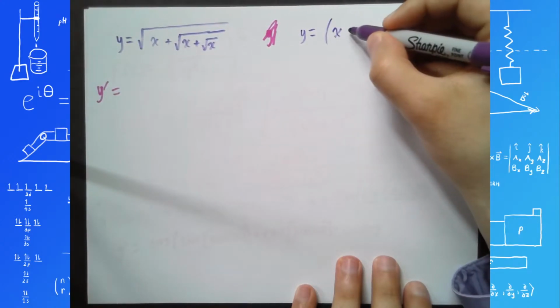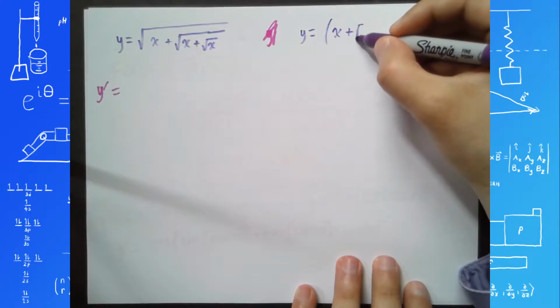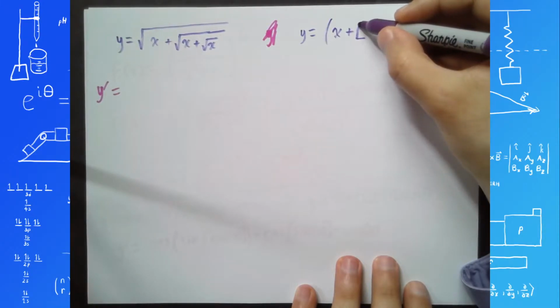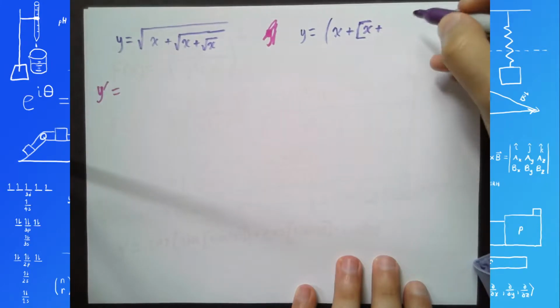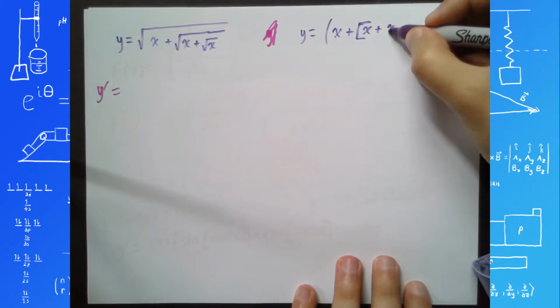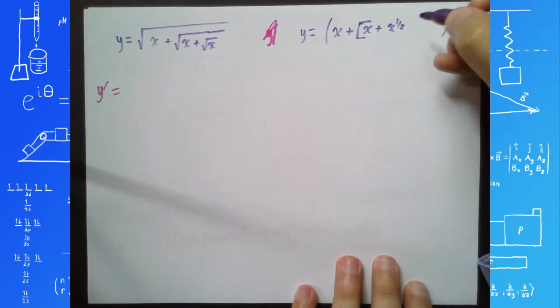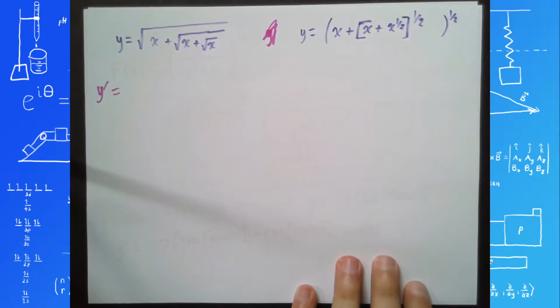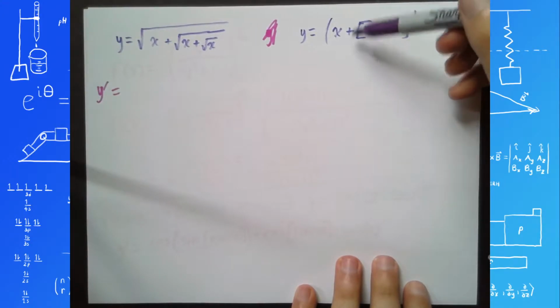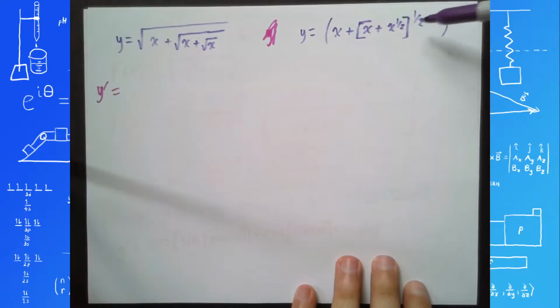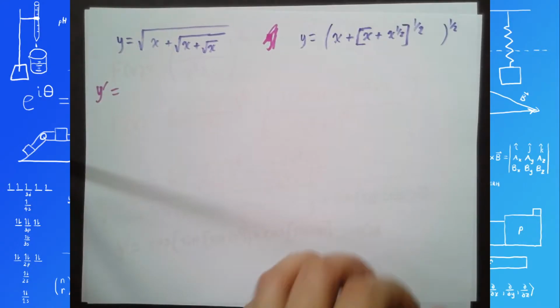We've got x plus, I'll put this one in brackets, x plus, and then this one is just going to be x to the 1/2, and then that to the 1/2. Did I do that right? Okay, so square root of x plus square root of x plus square root of x. Okay, that looks good. Doesn't hurt to be careful.